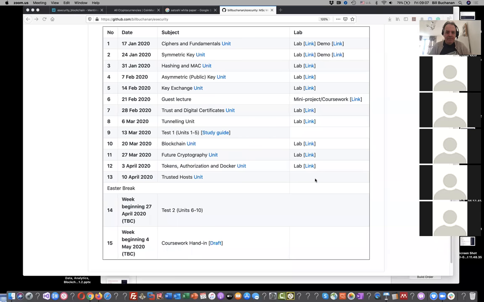Okay, so what I'm going to do is I'm going to share my screen. That's probably the easiest way to set things up. Okay, so hopefully everybody can actually see that.